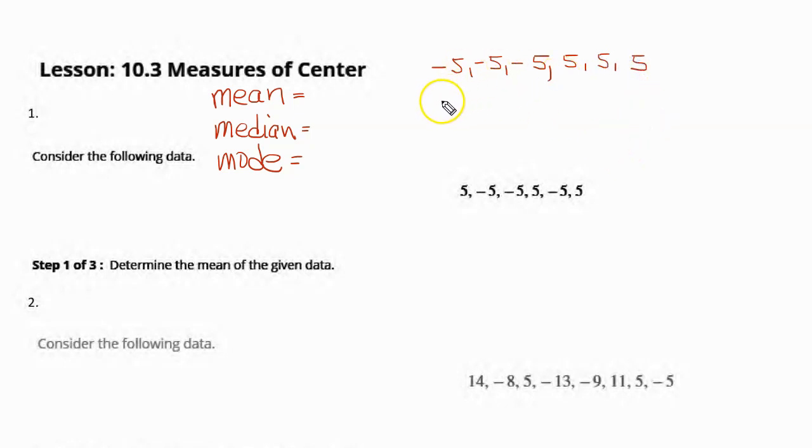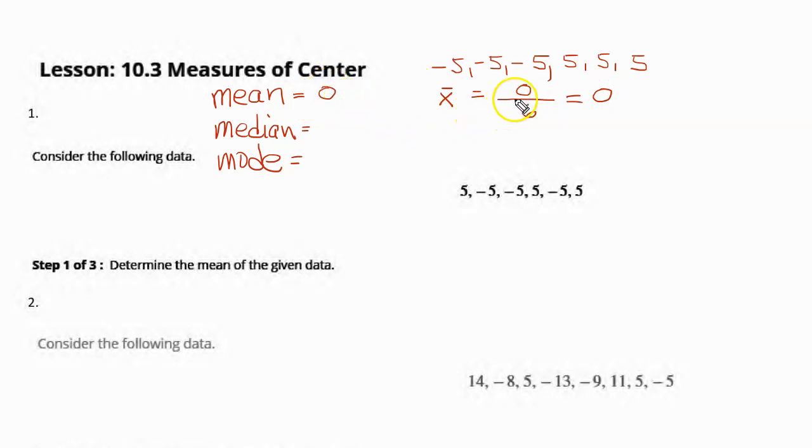And the protocol for finding the mean is to add these all up. So when you add them up, the sum of this is what? And the answer is 0. So we have a -15 and a +15. Now the number of items of data that we have is 6. So 0 divided by 6 for our mean is 0.